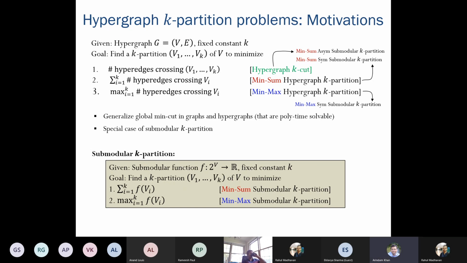Yeah, so one question is that you assume this graph to be undirected. Does this also generalize to directed cuts, these functions? Good. So you can also think about directed graphs and ask these submodular K partition questions. Yeah, so the min-sum directed graph K partition will be a special case of min-sum submodular K partition and so on.